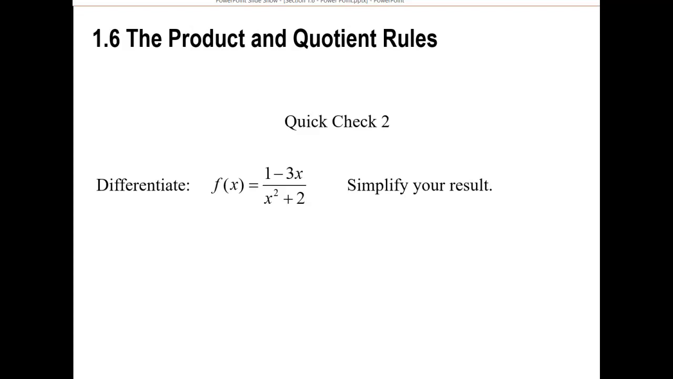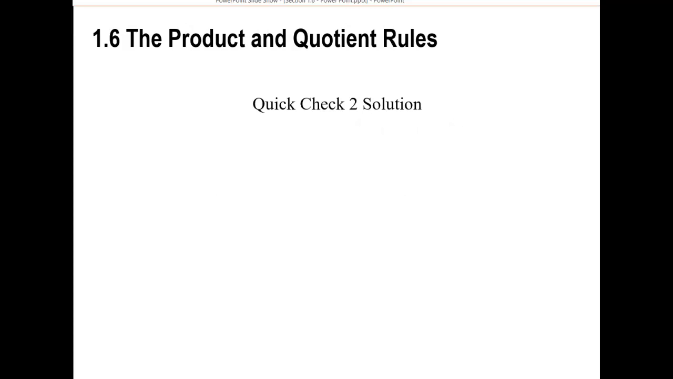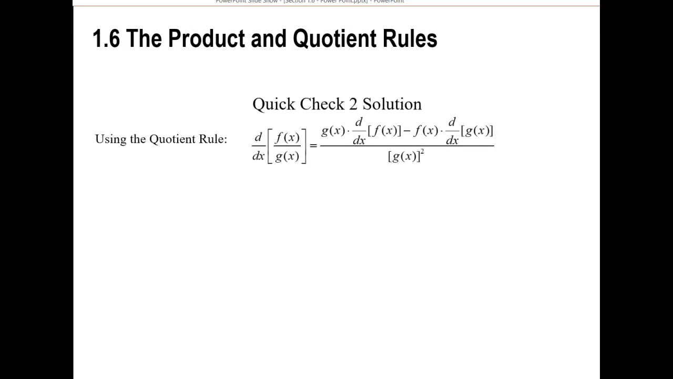All right, here they want us to try another one, differentiate, and they do ask us to simplify here. All right, so derivative using quotient rule. Derivative of f of x over g of x is the bottom times the derivative of the top minus the top times the derivative of the bottom divided by the bottom squared. All right, so our function, the denominator, times the derivative of the numerator minus the numerator times the derivative of the denominator divided by the denominator squared.